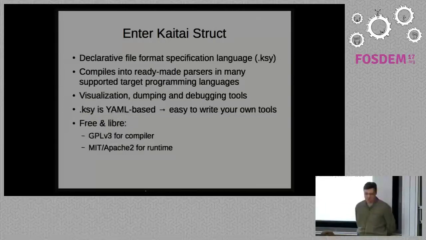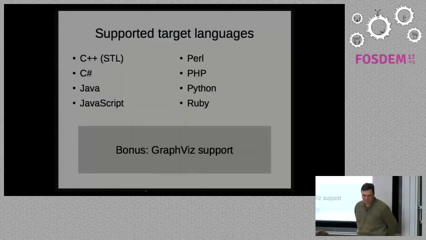Last but not least, it's free and libre. We use GPLv3 for the compiler, and the generated code uses some runtime libraries that we supply as well, and they are MIT or Apache 2 licensed. So even if the compiler is GPL, it's possible to use the products of the compiler in proprietary projects as well.